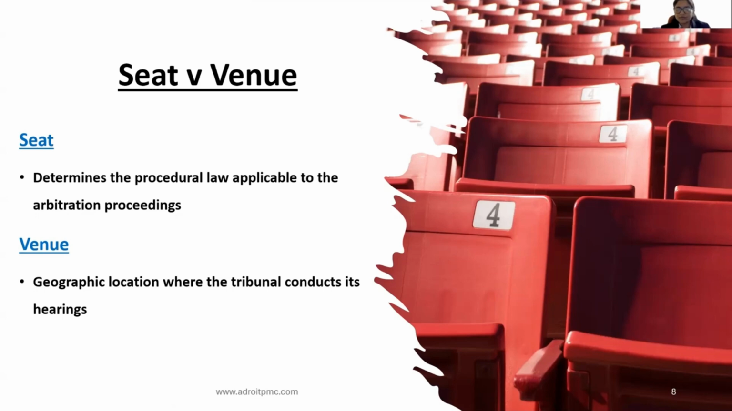Next is the venue of arbitration. Yes, this is regarding the geographical location where the tribunal has to conduct the proceedings. So now this venue sort of thing is being changed because many people opt to conduct the arbitration proceeding online because of the expenses. So this is the difference between seat and venue.